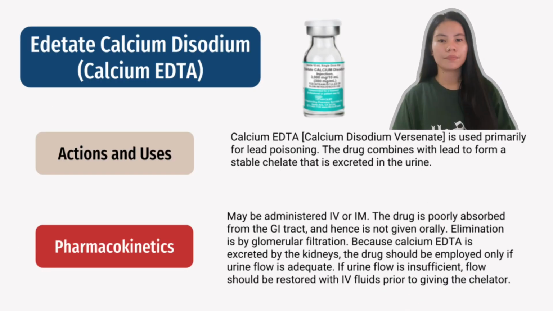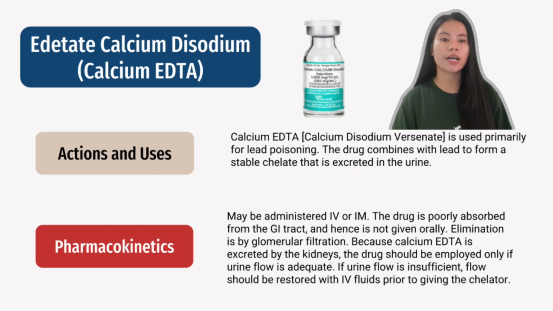Next is the edetate calcium disodium or calcium EDTA. Actions and uses. So calcium EDTA or calcium disodium versenate is used primarily for lead poisoning. So the drug combines with lead to form a stable chelate that is excreted in the urine. The pharmacokinetics. So calcium EDTA may be administered through IV or IM. Then the drug is poorly absorbed from the GI tract and hence is not given orally.